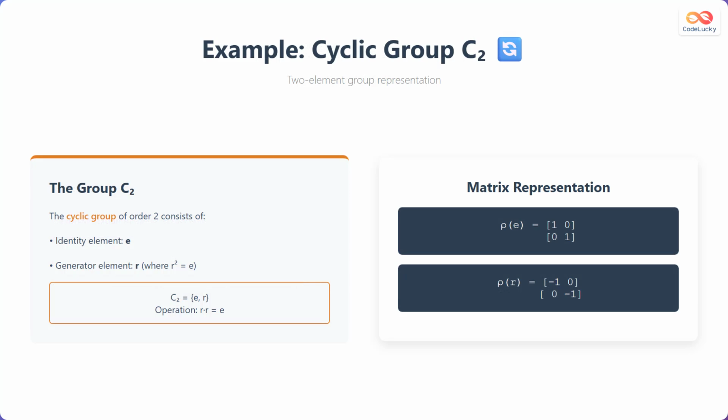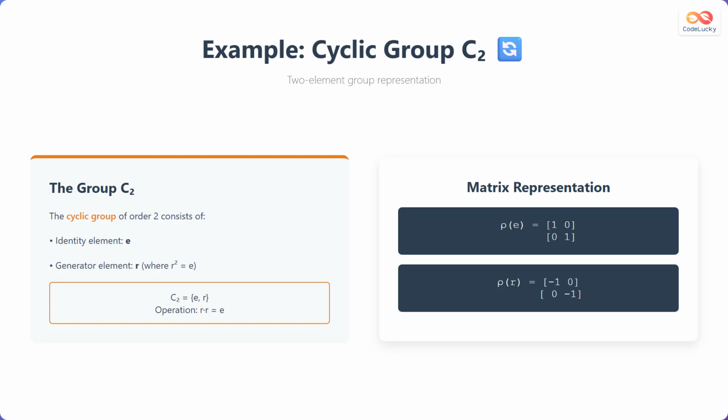Let's illustrate the concept of group representations with a simple example: the cyclic group C2. The cyclic group of order 2, denoted as C2, consists of two elements, the identity element E and a generator element r, where r squared equals E. Thus, C2 equals the set containing E and r, with the operation defined as r times r equals E.